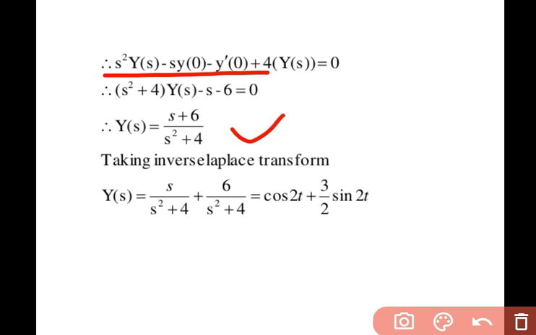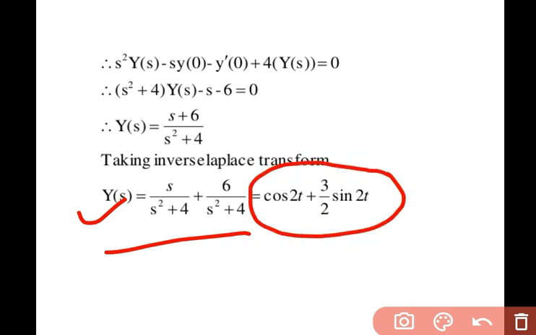After solving and rearranging we get y bar(s) equal to this, and taking the inverse Laplace transform we get this finally: cos 2t plus 3 upon 2 sin 2t.